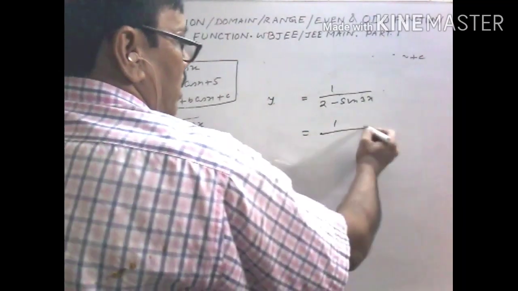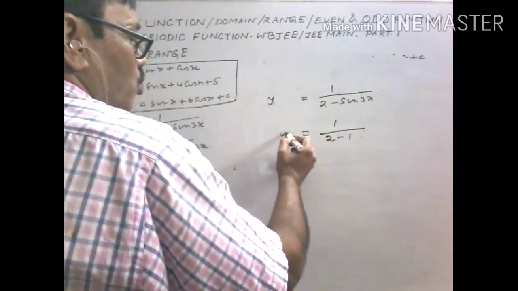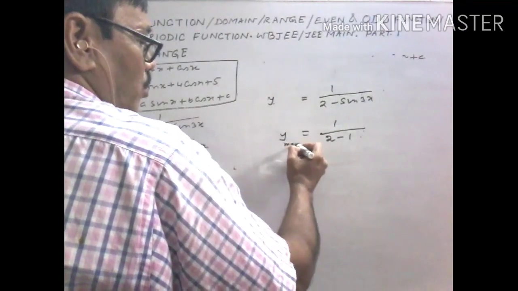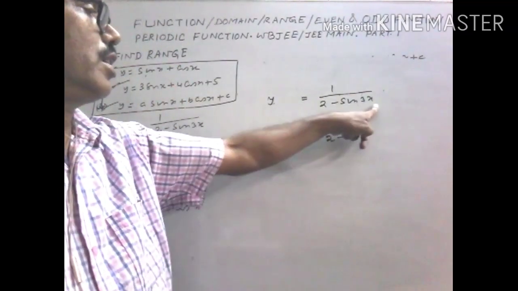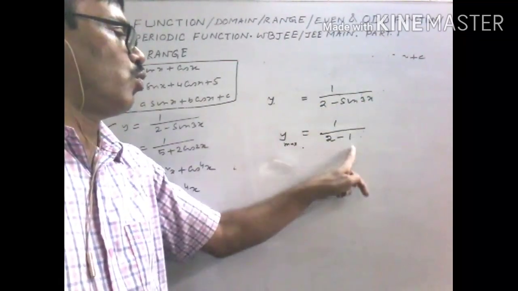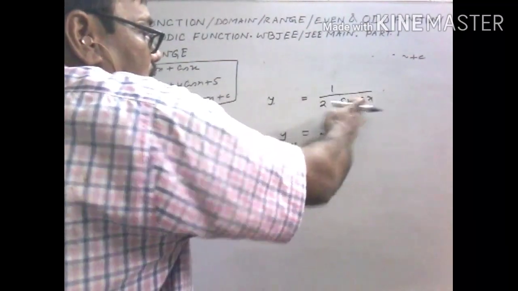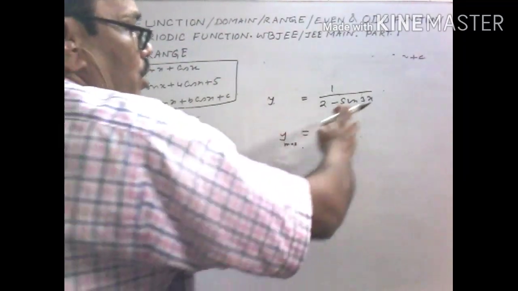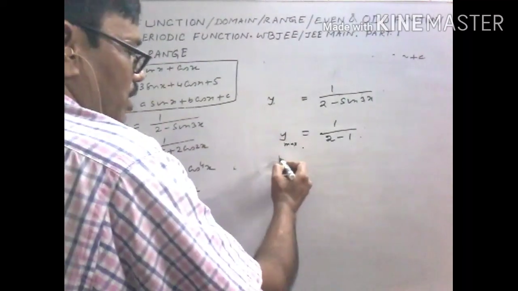Now look, when sin 3x is 1, we get y maximum, because the value is 2 minus 1, so this is 1. This is maximum, because if the denominator is lesser, then y is maximum. So when it is least, when sin 3x is 1, because of the negative sign.